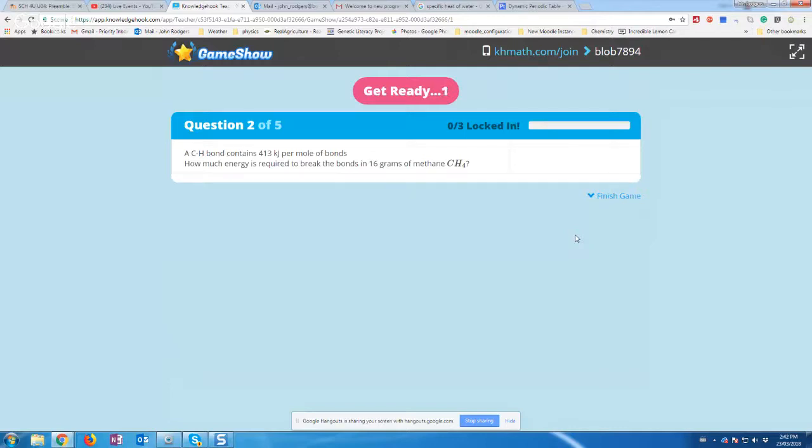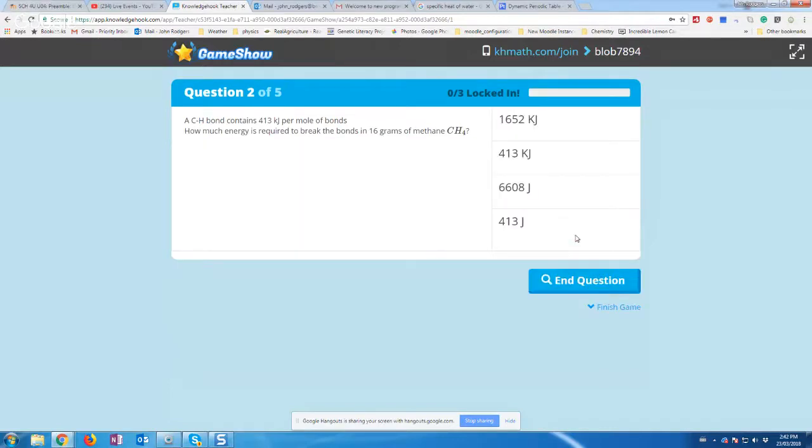Carbon-hydrogen bond contains 430 kilojoules per mole of bonds. How much energy is required to break the bonds in 16 grams of methane? So there you go. You can phone a friend if you want. However, we have 16 grams of methane, CH4. How many kilojoules are required to break the bonds in 16 grams of methane?